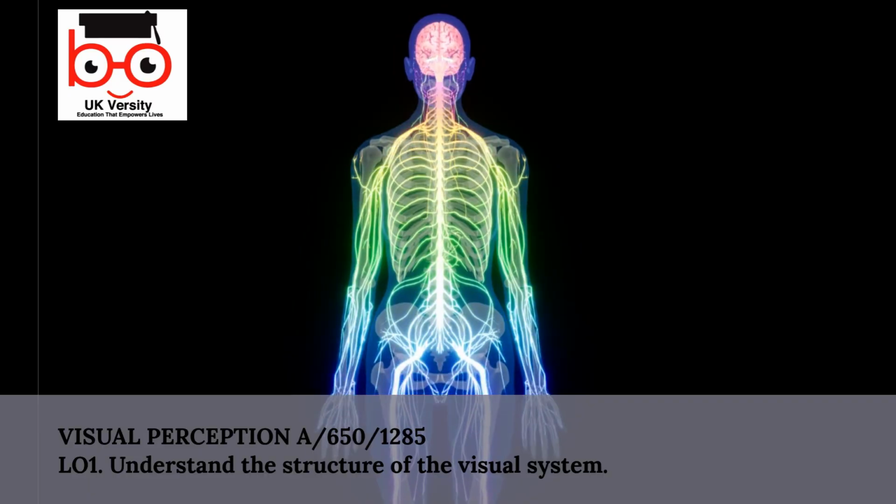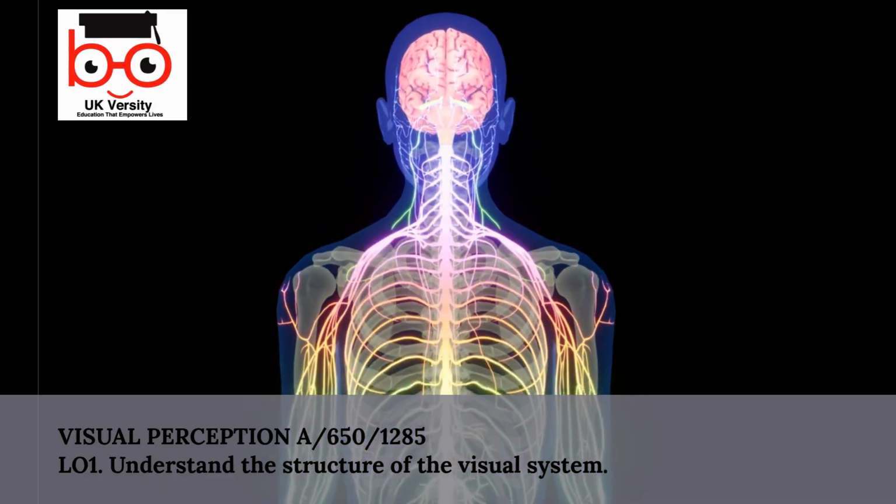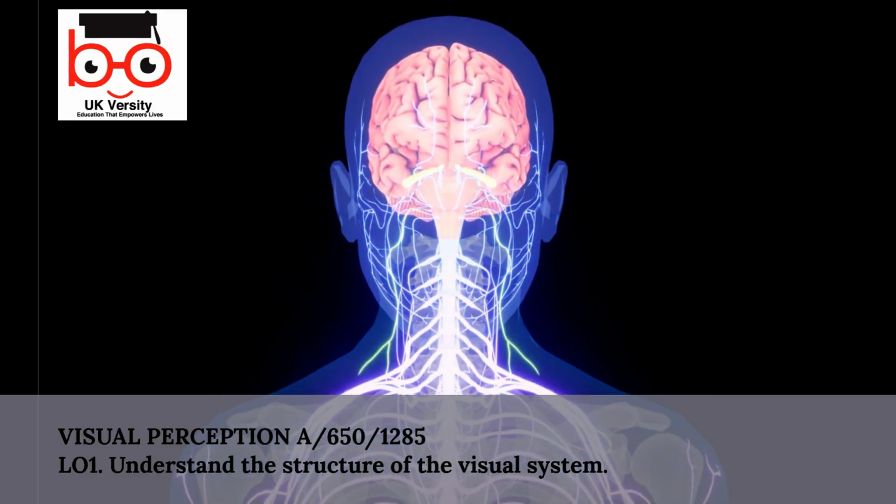Learning Outcome LO1. Understand the structure of the visual system. Today, we will explore how we perceive the world around us by examining the structure and function of the visual system and how visual perception plays a crucial role in understanding our environment.